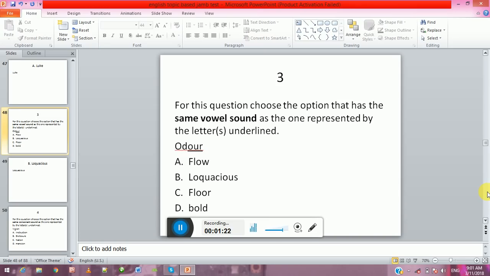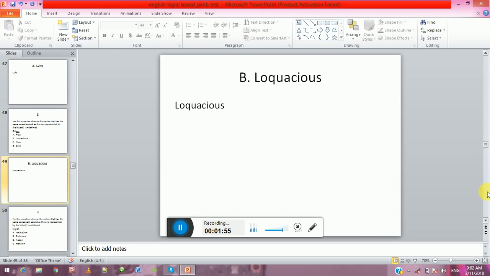For this question, choose the option that has the same vowel sound as the one represented by the letters underlined. The word is order. And we have option A, flow, B, loquacious, C, floor, D, bold. You can see that order and loquacious have the same sound. The answer is B, loquacious.